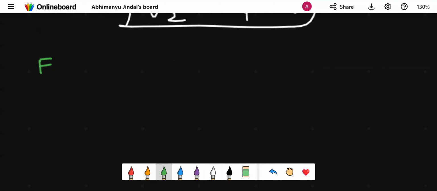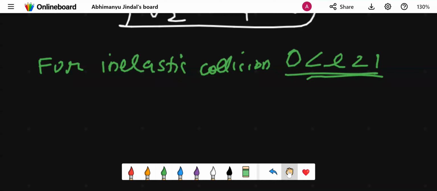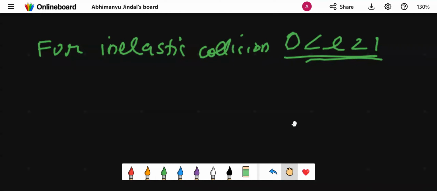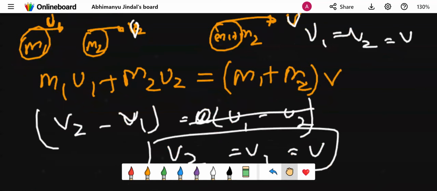For inelastic collision, this is not perfectly inelastic, this is only inelastic collision. For inelastic collision, the coefficient of restitution lies between 0 and 1, less than 1 and greater than 0. In the previous cases, it was 1 and 0. Here, it's less than 1 and greater than 0. So in inelastic collision, we use the same equations, the same rules, and solve.